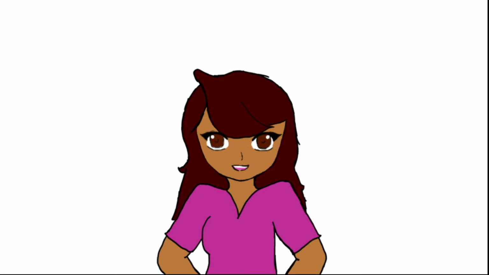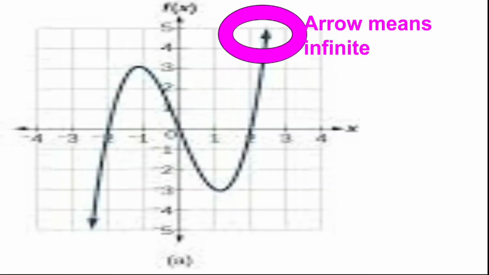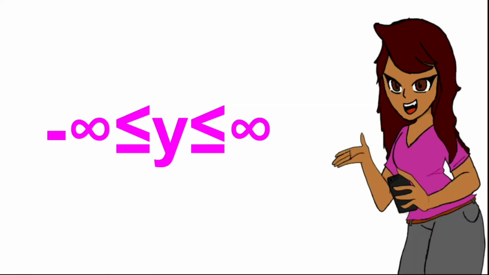Now the range is the opposite, meaning how tall is it? Now you would normally go from the lowest point to the highest point like this. But what if it's infinite? It's okay. It's not really that hard. Look. Just place an infinity.